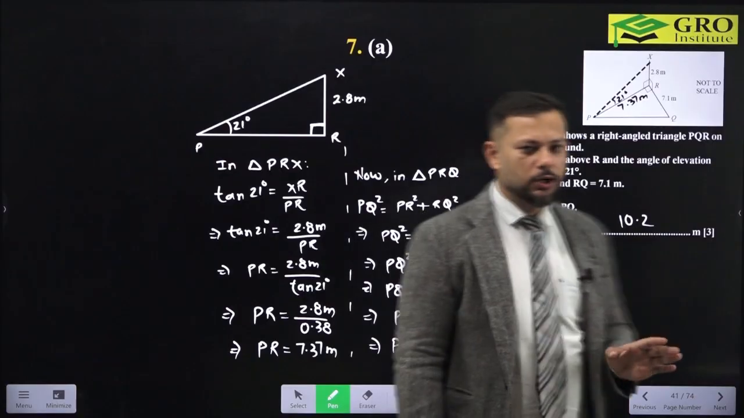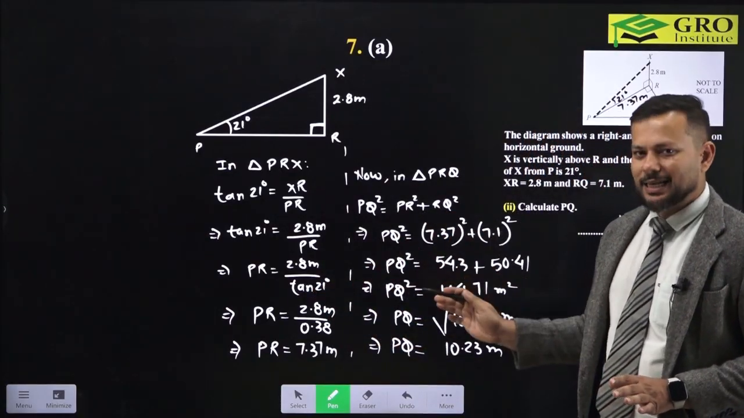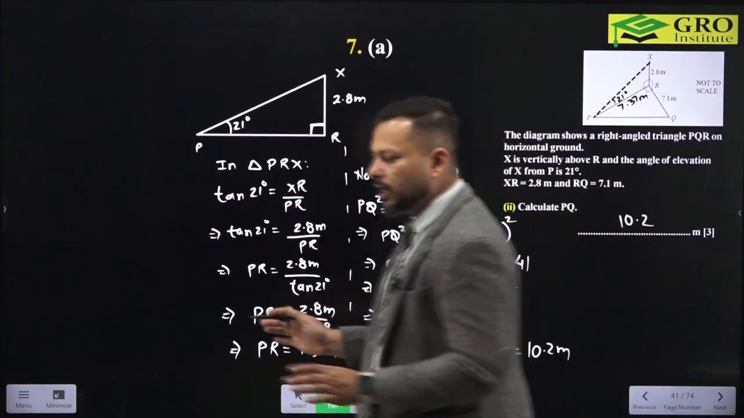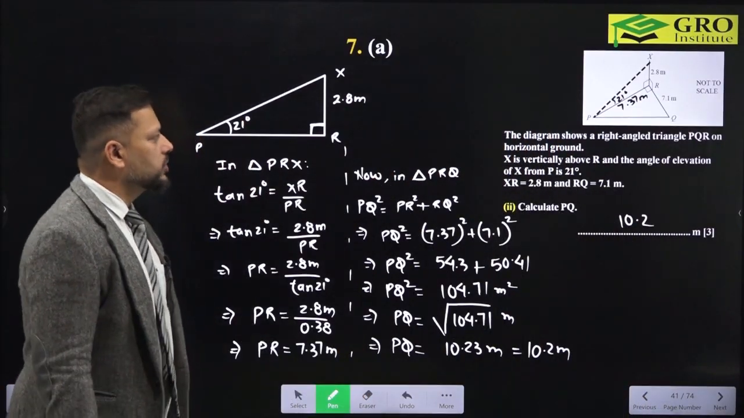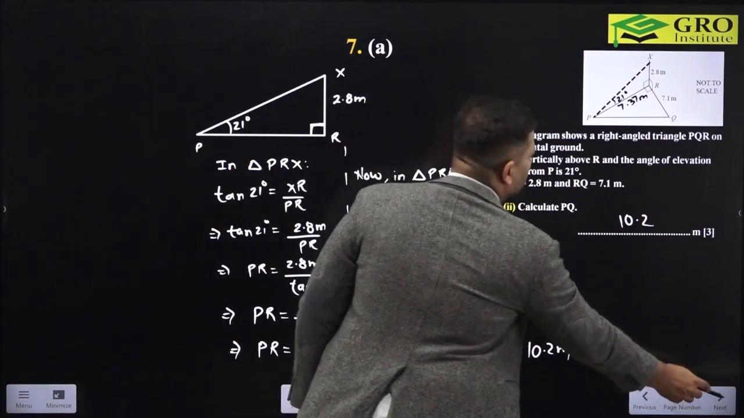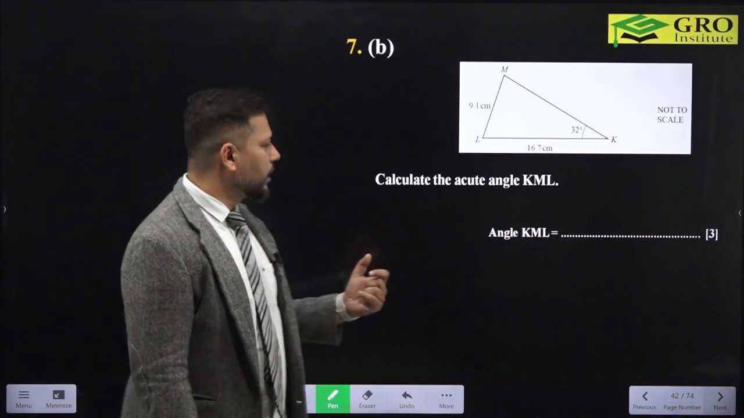I hope you are clear. You need to note it down properly. We are using all the basic concepts of trigonometry over here, and then we got this value. Moving ahead, the next question, that is part B of this. This is altogether a different triangle. Let us look at it.